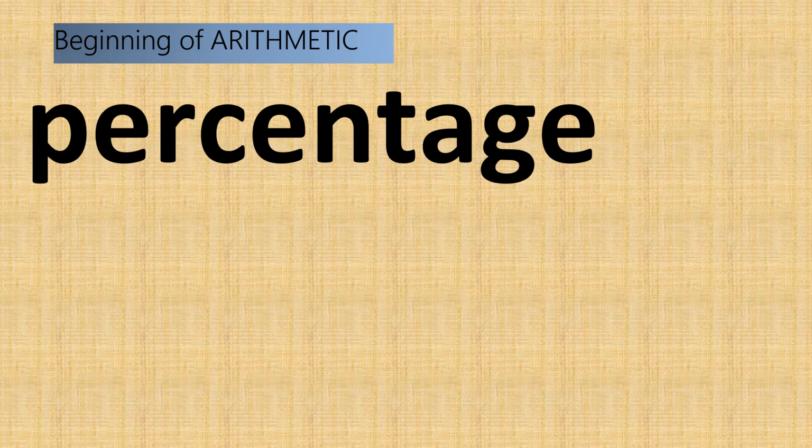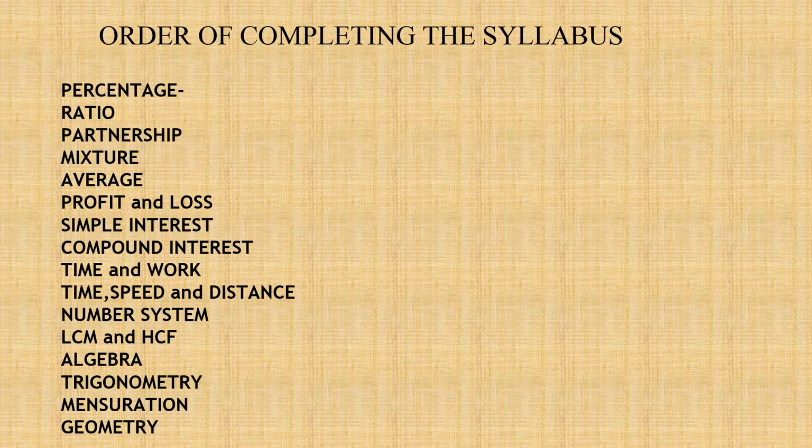Beginning of arithmetic, or you can say the foundation of arithmetic, that is percentage. We can expect one question from this chapter, but it is necessary to understand it to learn other chapters. The order of completing the syllabus is from percentage, ratio, partnership, mixture, average, profit and loss, and interest, time and work, time, speed, distance, number system, LCM and HCF, algebra, trigonometry, mensuration and geometry. We are going to do it in this order.